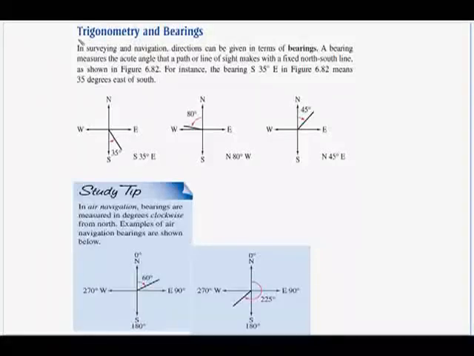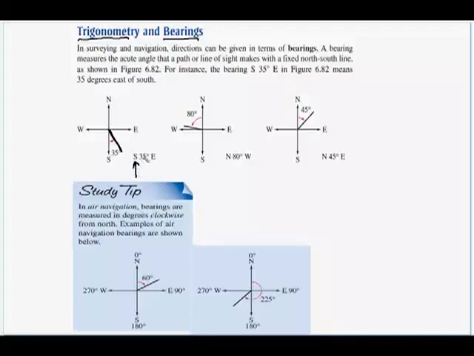In this video, we're going to talk about using trigonometry and bearings. In surveying and navigation, directions can be given in terms of bearings. A bearing measures the acute angle that a path or line of sight makes with a fixed north-south line, as shown in the figure. Here we have our angle, and we're down below the east-west line, so we're going to say we're on the south line first.